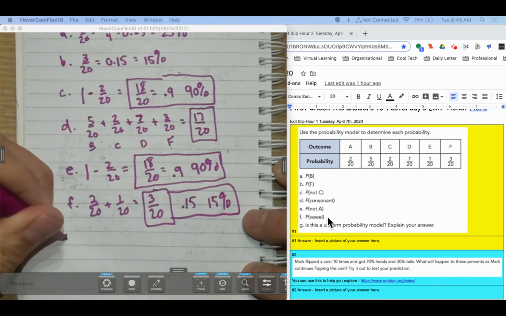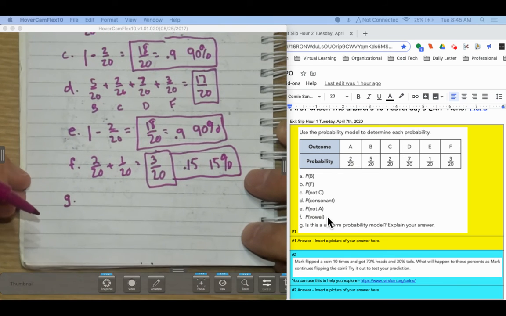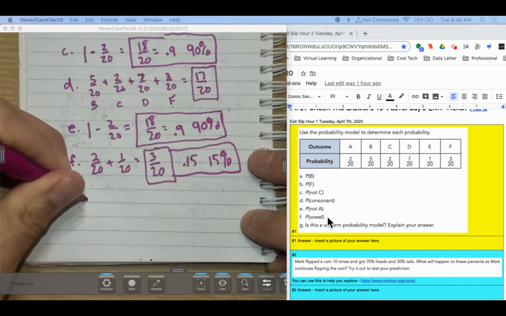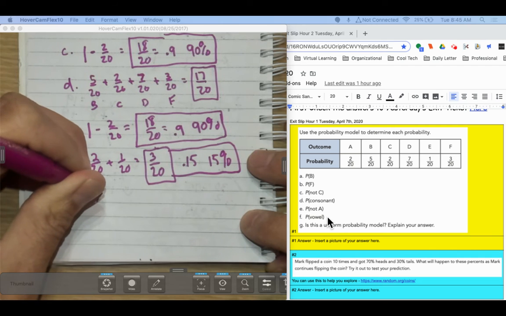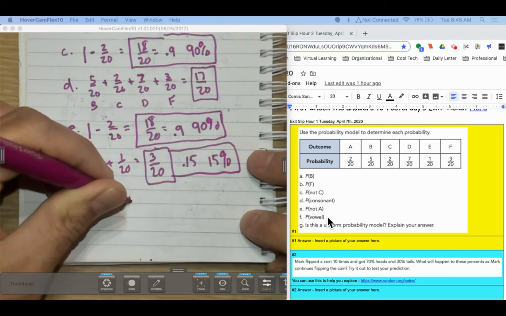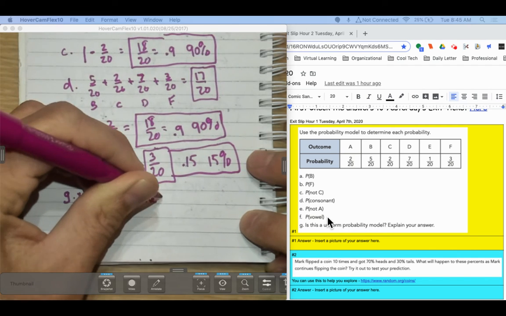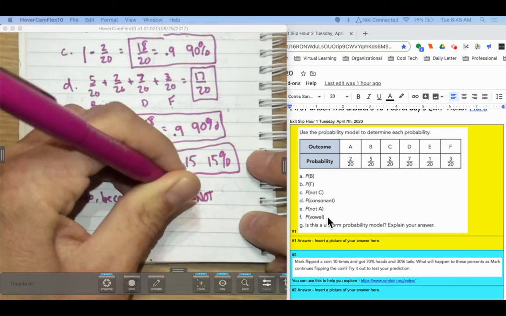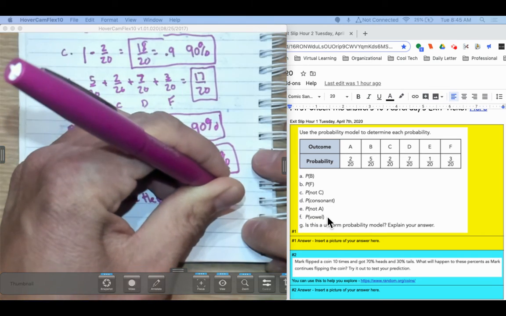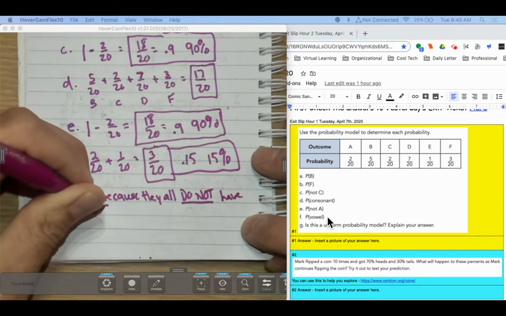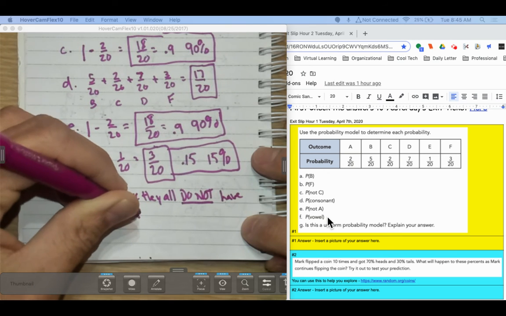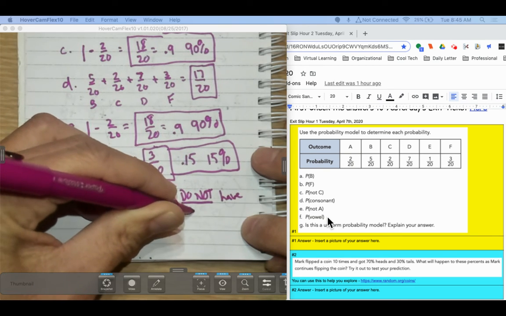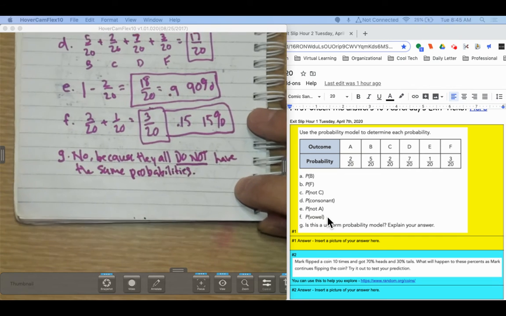And then G, is this a uniform probability model? Explain your answer. No, because they all do not have the same probabilities. Okay.